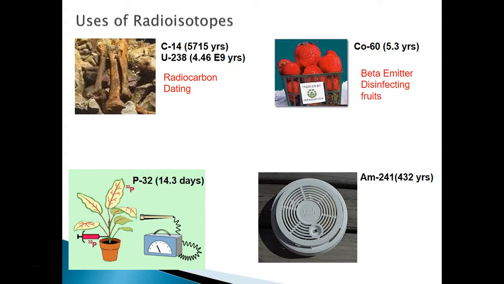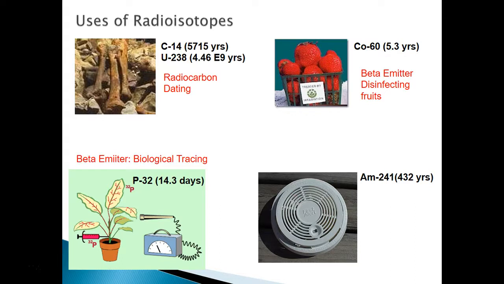All right, now, cobalt-60 is a beta emitter, meaning it undergoes beta decay, and it's used for disinfecting fruits. When a sample of cobalt-60 is placed near strawberries, the beta particles flying out can help to kill any microorganisms on the outside of the fruit, but it doesn't leave any nastiness behind like pesticides do.